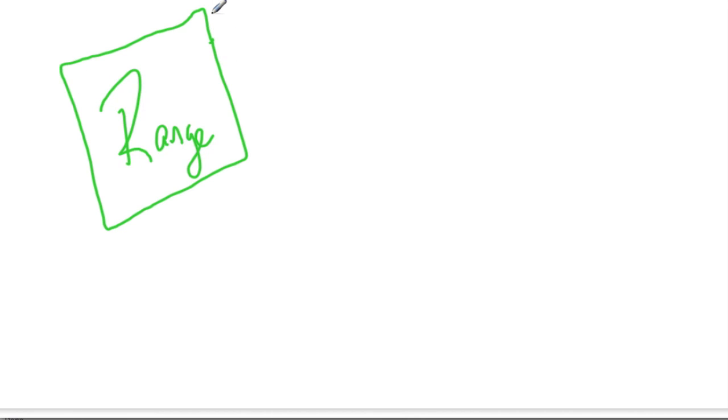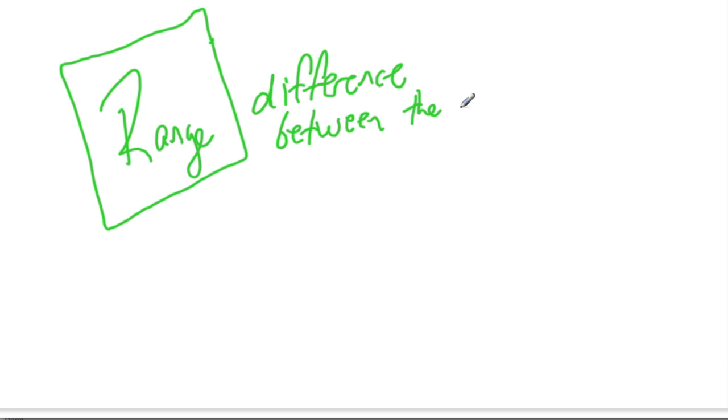When you find the range, you're actually finding how far numbers are apart. You're really finding the difference between the highest value that you have and the lowest value.